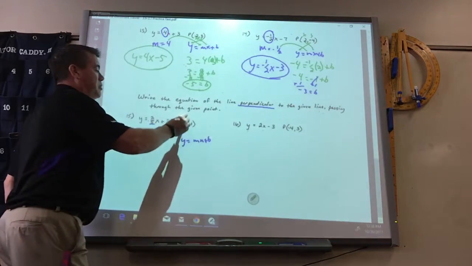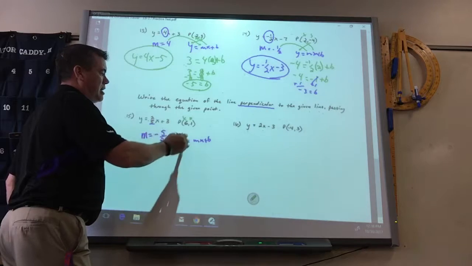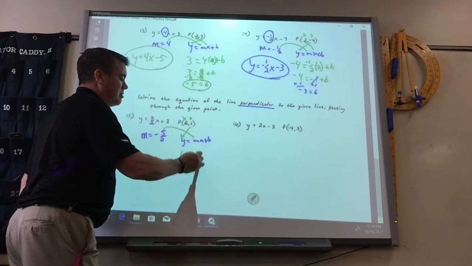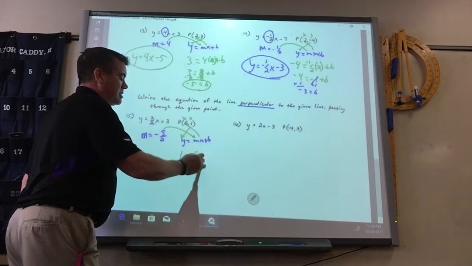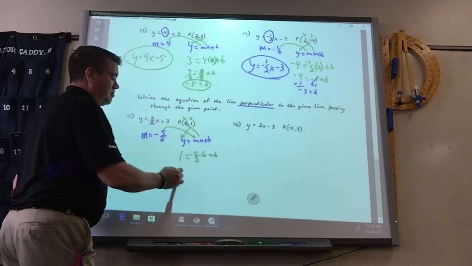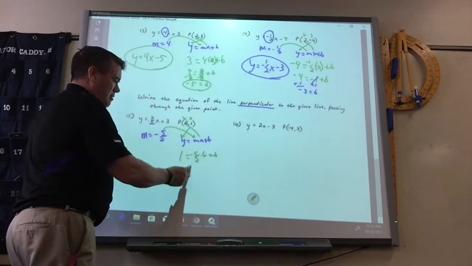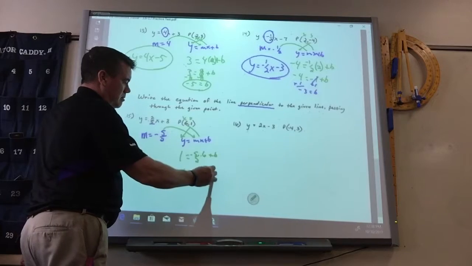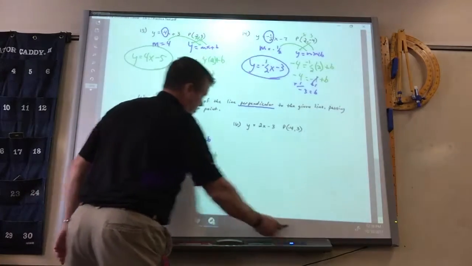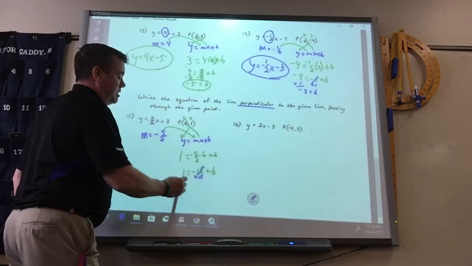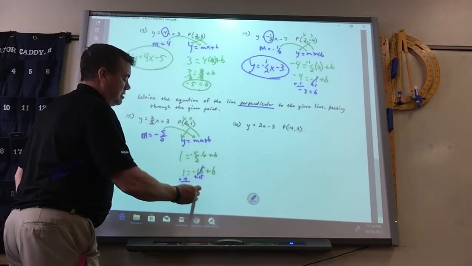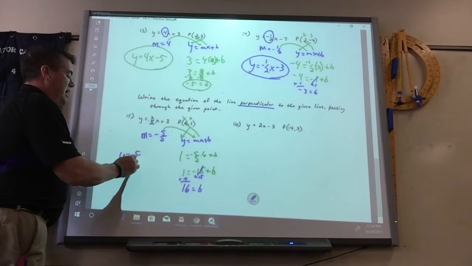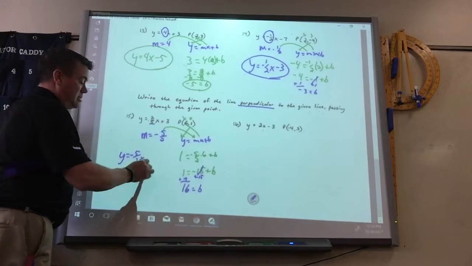So you do the same thing. You put this in for x, this in for y, and this in for m. So it'd be 1 equals negative 5/2 times 6 plus b. Negative 5/2 times 6 is negative 15. So you add 15 and you get 16 for b. So the equation is y equals negative 5/2 x plus 16.